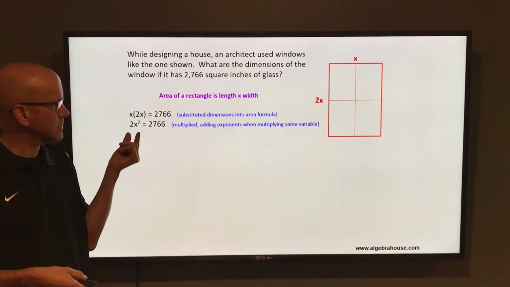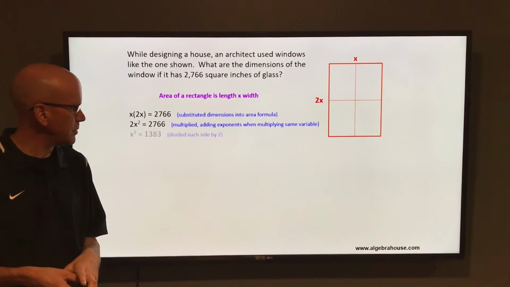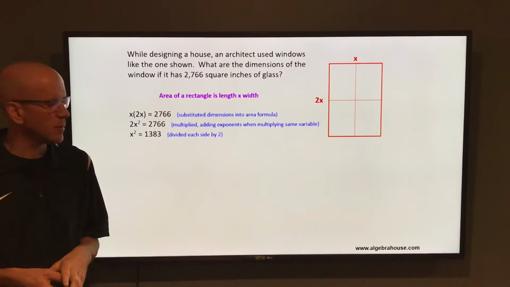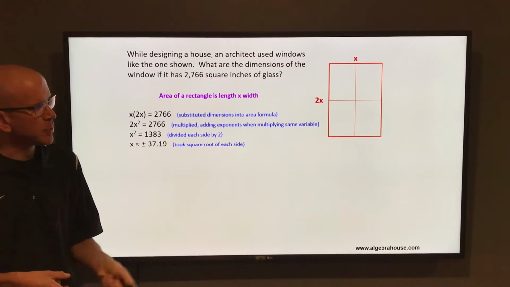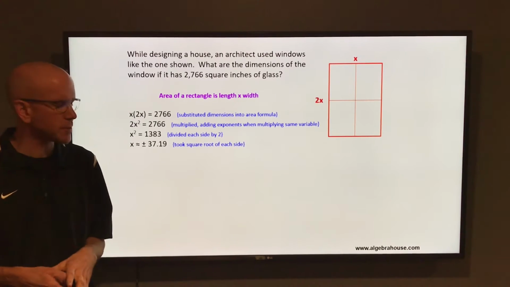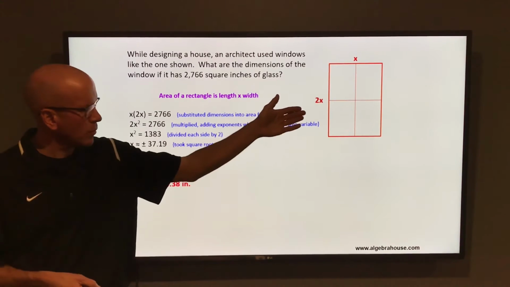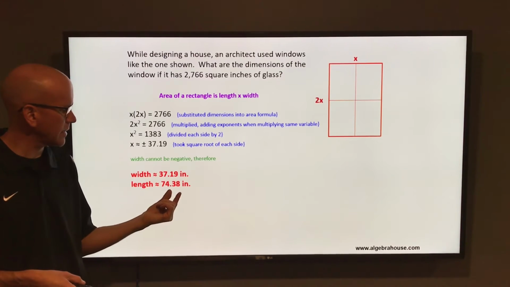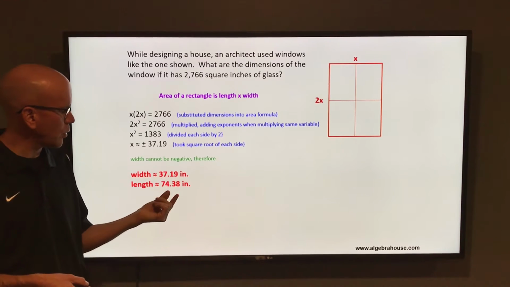To solve that for x, if we find the width, then we can find the length as well. Divide each side by 2, get x squared equals 1,383. And then take the square root of each side. If you take the square root of 1,383, that is positive or negative 37.19. But the width of that window cannot be negative. X can't be negative, so throw the negative idea out. X just equals 37.19. So the width is 37.19, then the length, or the height, is 2x. Multiply that 37.19 by 2, and that is 74.38. So the width is 37.19, and the height or the length is 74.38.